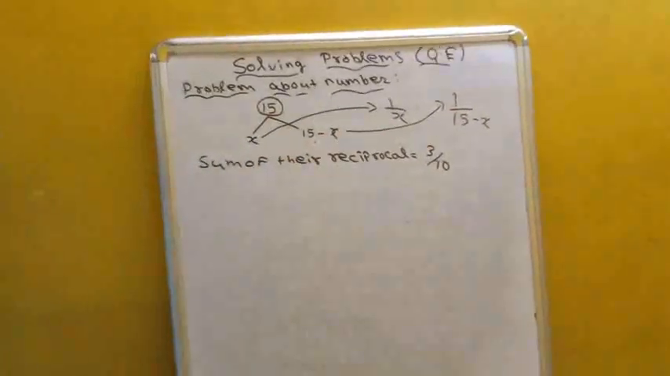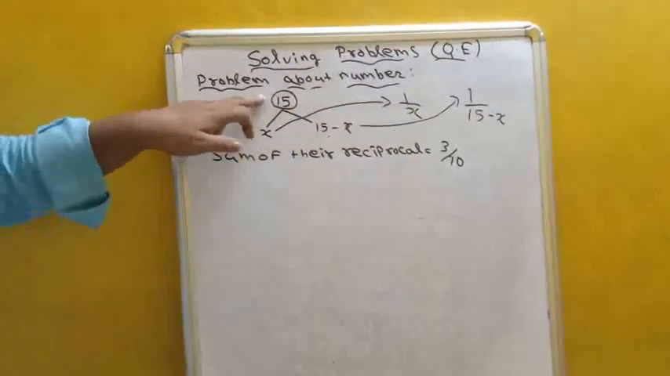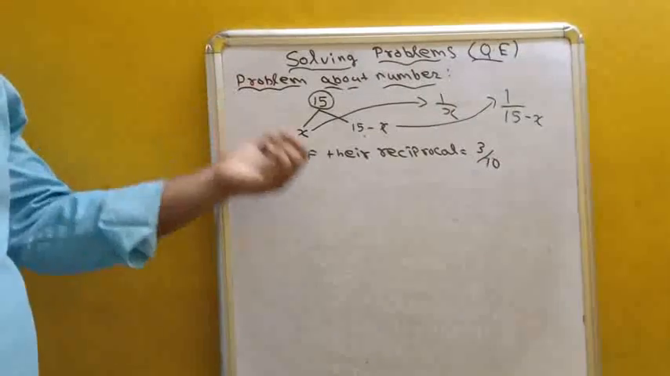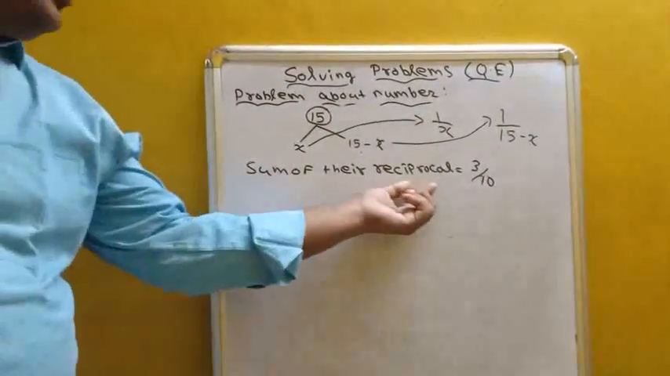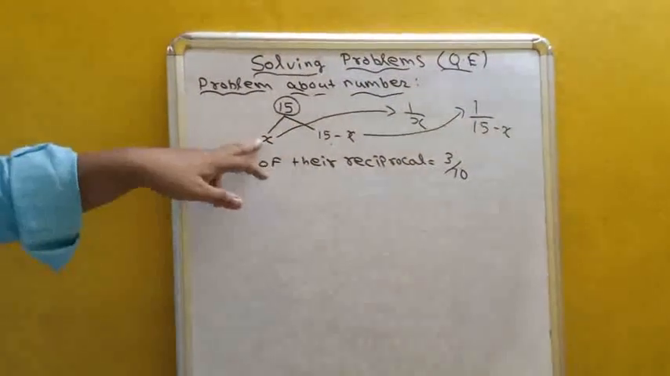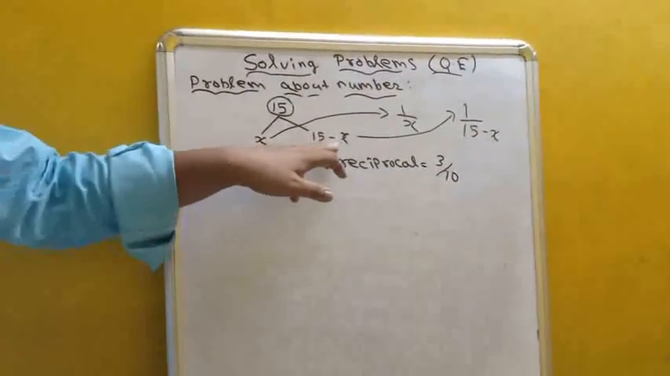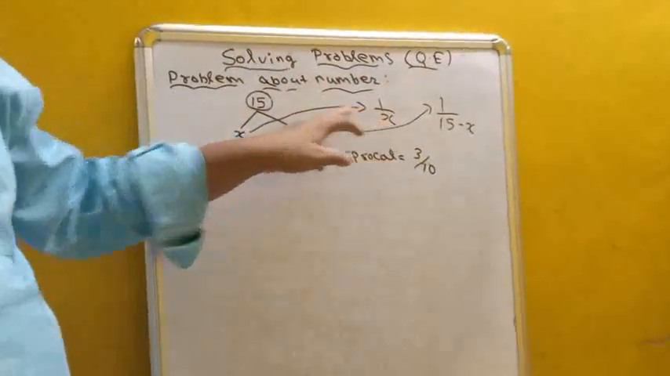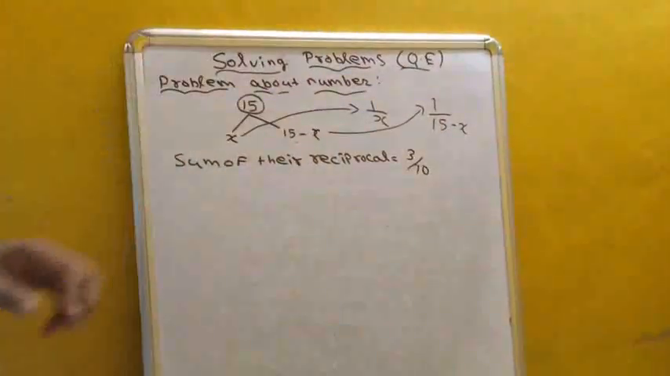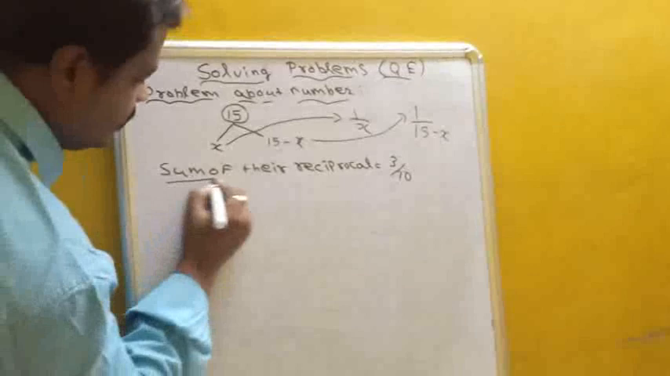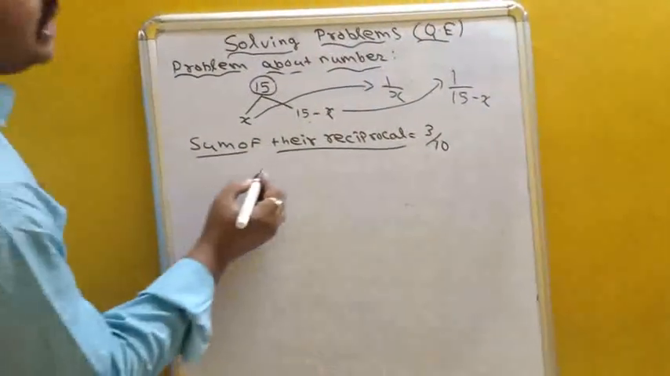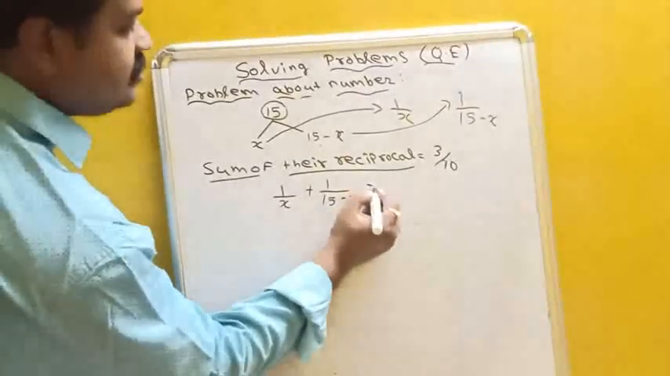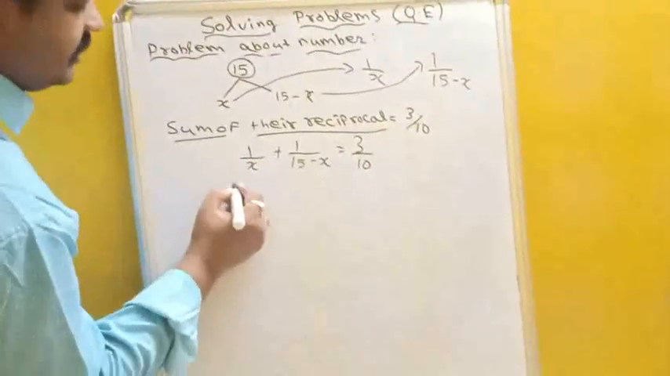Why have I taken x? Look here. First of all, he told 15 is the sum of two numbers, or divide 15 into two parts such that the sum of their reciprocals is 3 by 10. So I have taken the first number as x, the next number is 15 minus x. Reciprocal of x is 1 by x, reciprocal of 15 minus x is 1 by 15 minus x. So can I write 1 by x plus 1 by 15 minus x equals 3 by 10? Yes or no? Take out the LCM.